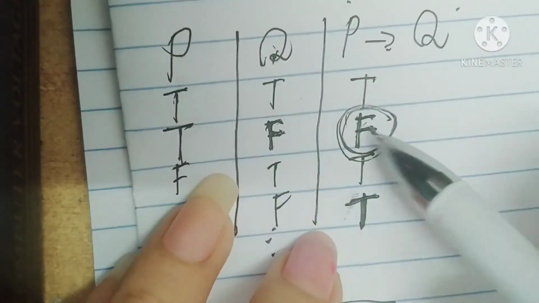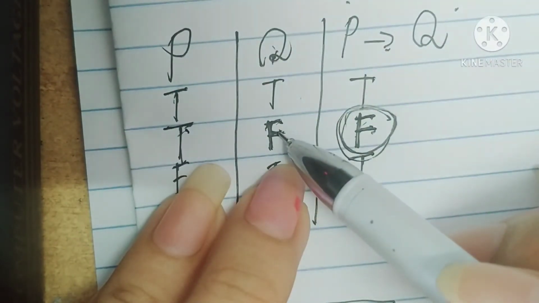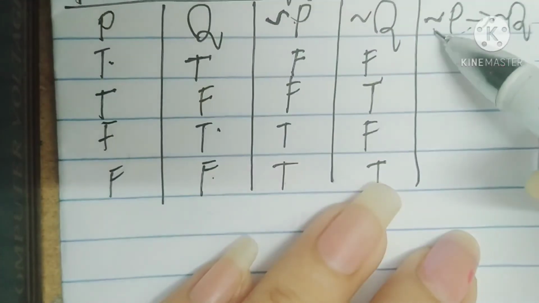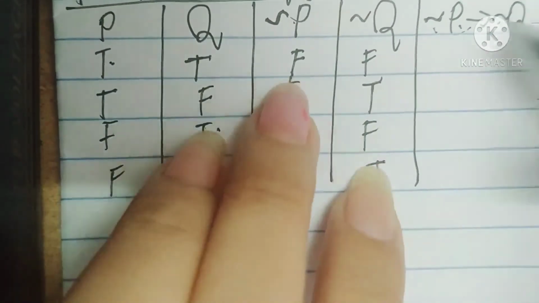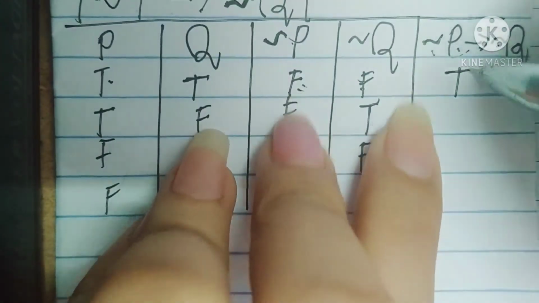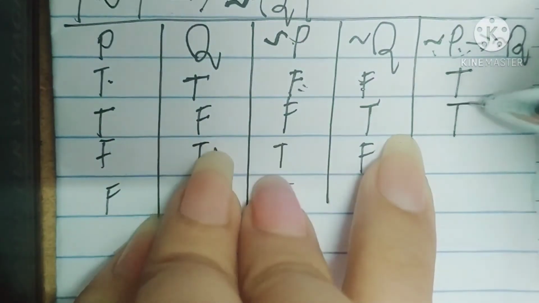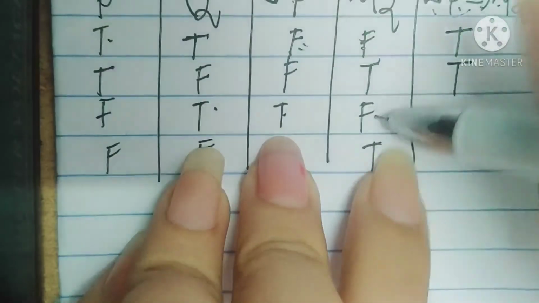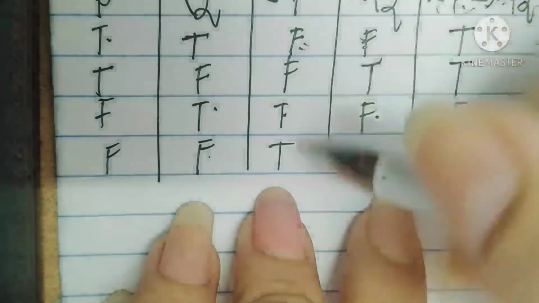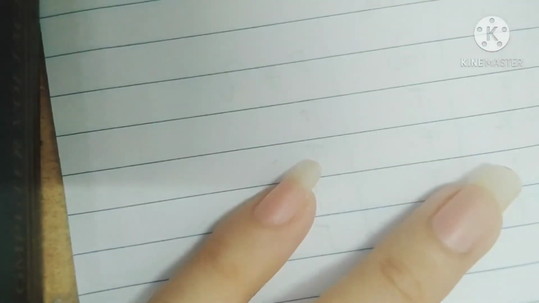Okay, remember earlier, we will only have a false statement here if your P is true and your Q is false. So for here, negation of P, then negation of Q, you have to use this: F then F, that is true. False then true, that is still true. True then false, that will give a false statement. And for true, true, that is true.